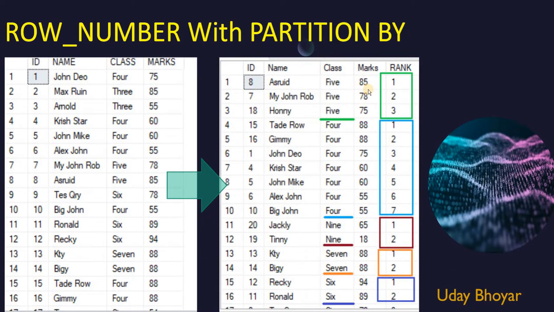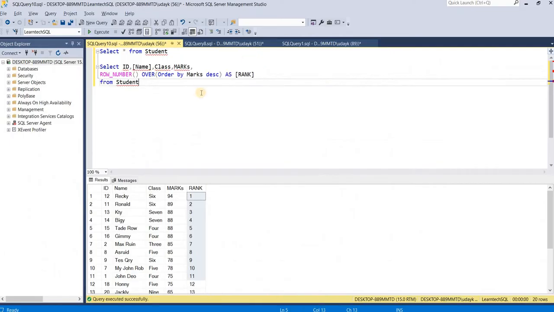Now, if I want to apply a rank within each class, let's say for class 5 I want to apply ranks for all the students based on their highest marks, and for class 4 I want to apply different ranks. So every class has to start with the first rank, and so on. How can we do that? We will apply PARTITION BY under the OVER clause.